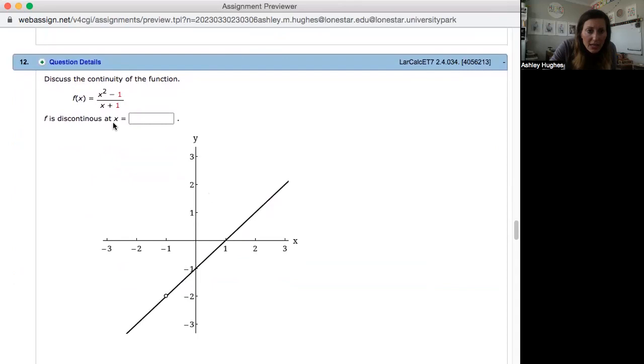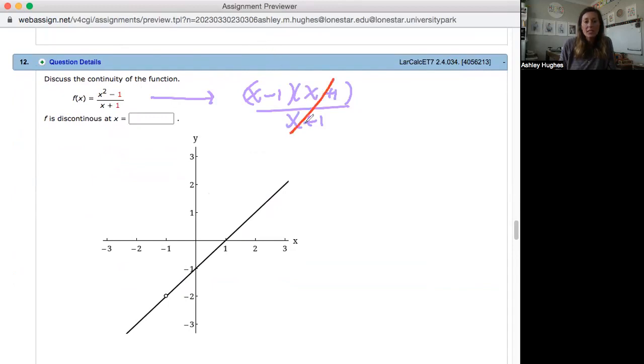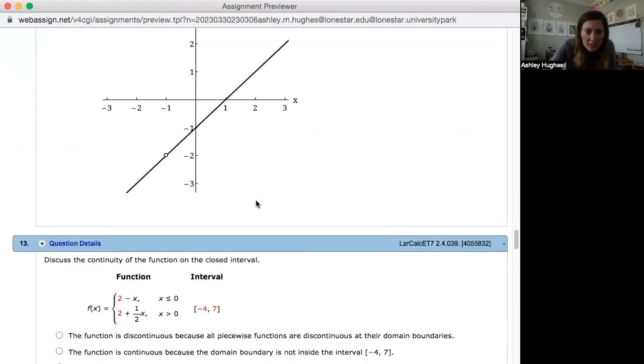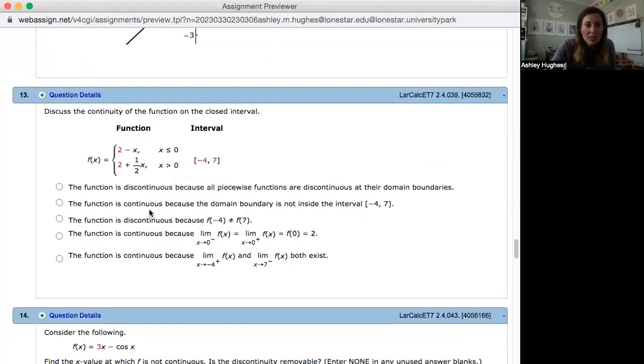So let's see. Find the continuity here. F is discontinuous at x equals. Okay, to find the discontinuity, that whole removable versus non-removable section, you factor, if you can. The top factors to be x minus 1 and x plus 1. And we see that I can remove this discontinuity. So it's a removable one because you can cross it out, which means it is a hole in the graph. And it's a hole where this equals 0, which is at x equals -1. So that's that answer. And you can see the hole, it's a removable discontinuity.